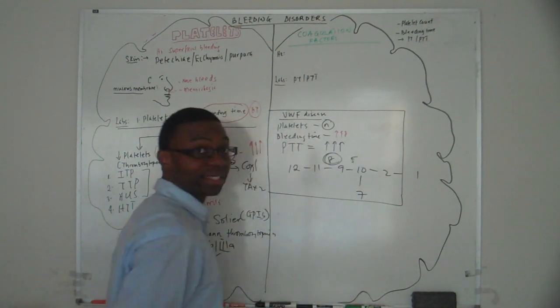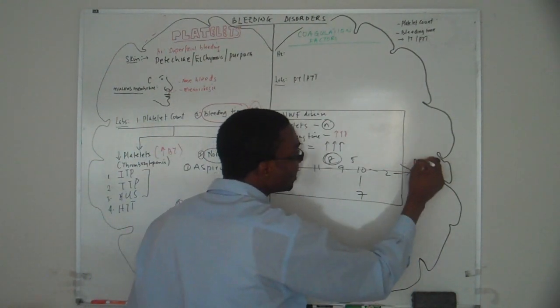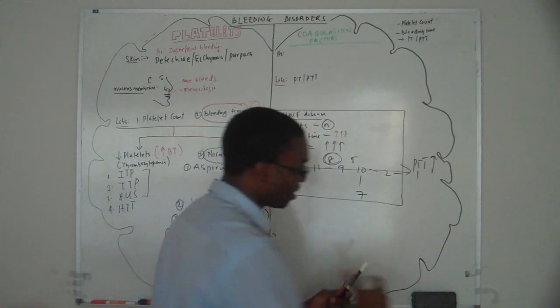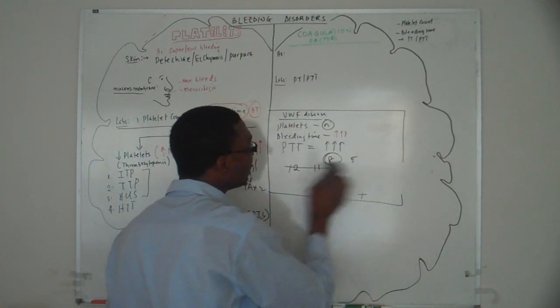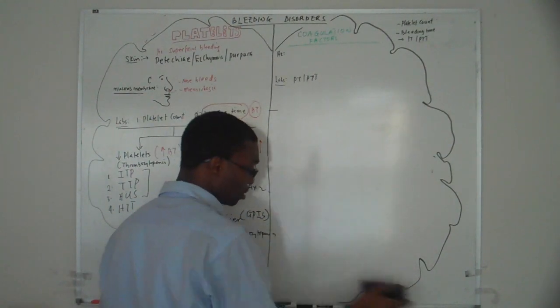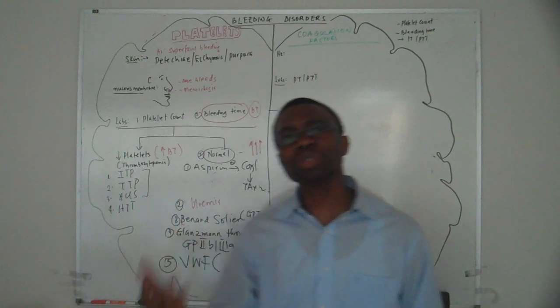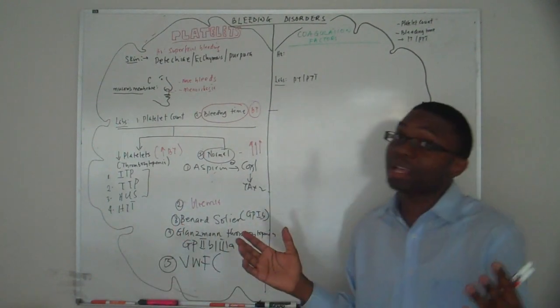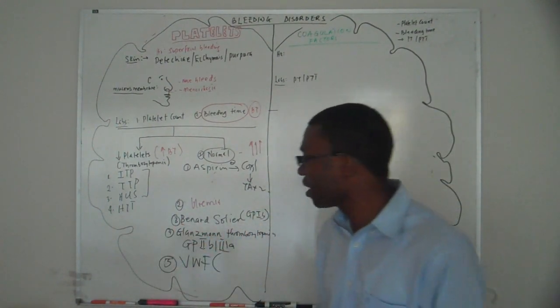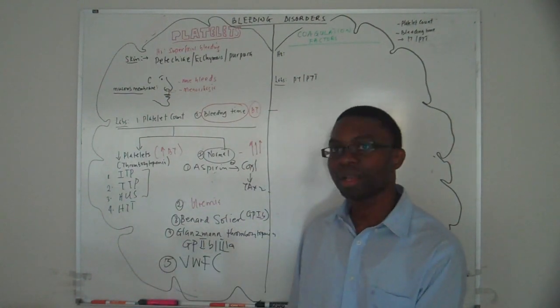This is the guy that's missing factor 8. So this guy's PTT is going to be high. When you order a CBC, you should expect the platelet count to be normal. However, PTT should be high. They're bleeding because of bleeding time, but we don't do bleeding time anymore. But this is a classic board question. This is the way it is, okay? And we are done. It's over.